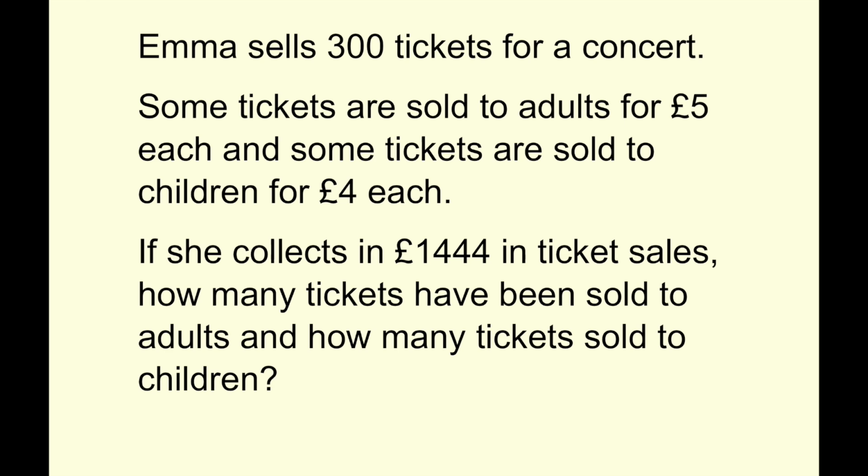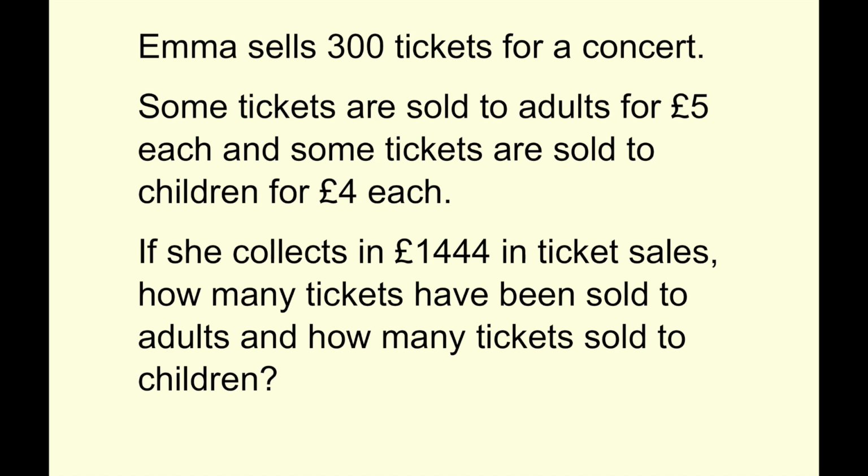So in this particular case, Emma sells 300 tickets for a concert. Some tickets are sold to adults for £5 each, and some tickets are sold to children for £4 each. If she collects in £1,444 in ticket sales, how many tickets have been sold to adults and how many tickets sold to children?